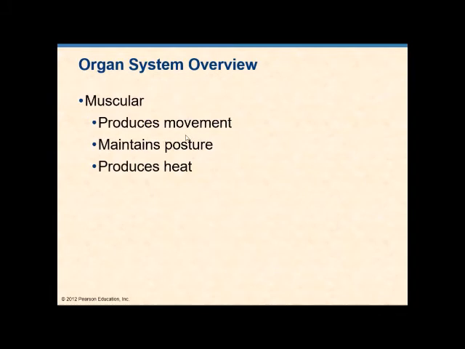The muscular system allows us to move. It helps maintain posture. And something that's often overlooked is that it produces heat. About 60% of the energy that our body generates from muscular activity is actually heat, and that allows us to maintain a certain body temperature.